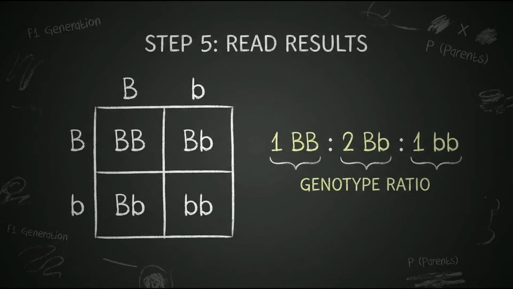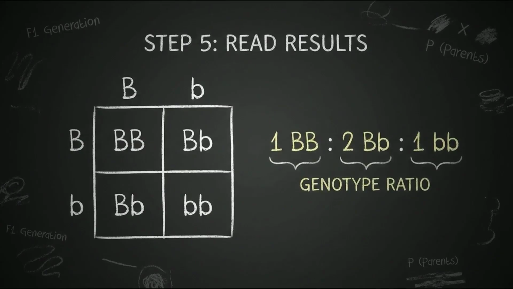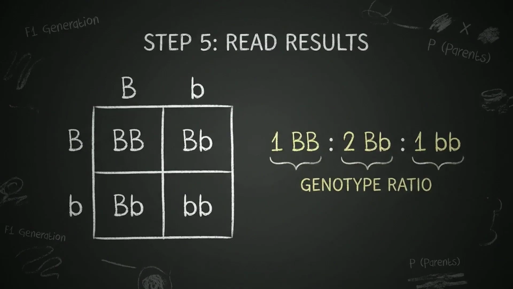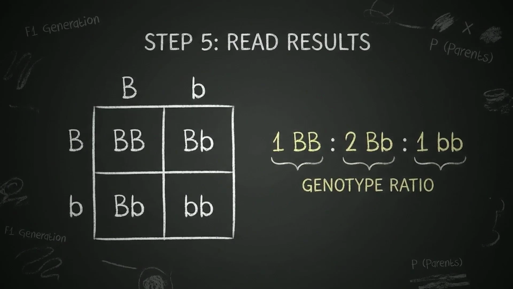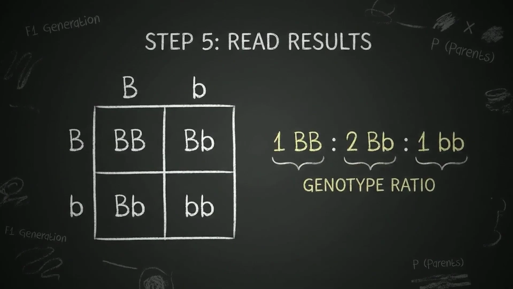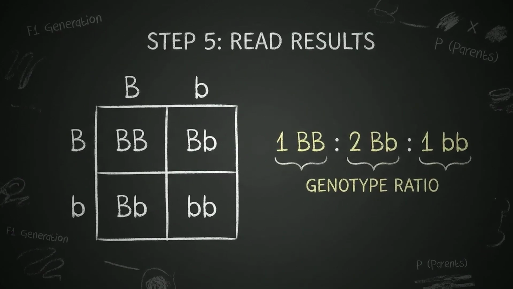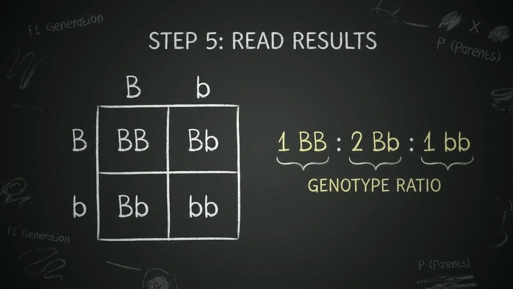Step 5. Read your results. Look at what you have in the 4 boxes. 1 BB, 2 Bb, 1 bb. That is your genotype ratio, 1 to 2 to 1. 1/4 of offspring will be BB, 2/4 will be Bb, and 1/4 will be bb.